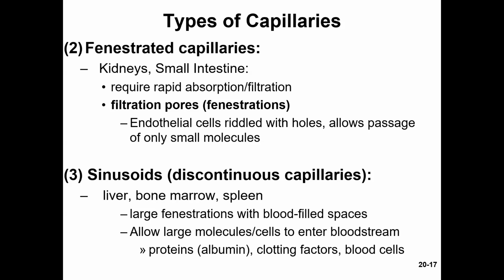Sinusoids or discontinuous capillaries. We find these guys in liver, bone marrow, and spleen. Large fenestrations with blood-filled spaces. These allow large molecules or cells to enter the bloodstream, such as proteins like albumin, clotting factors, and blood cells.